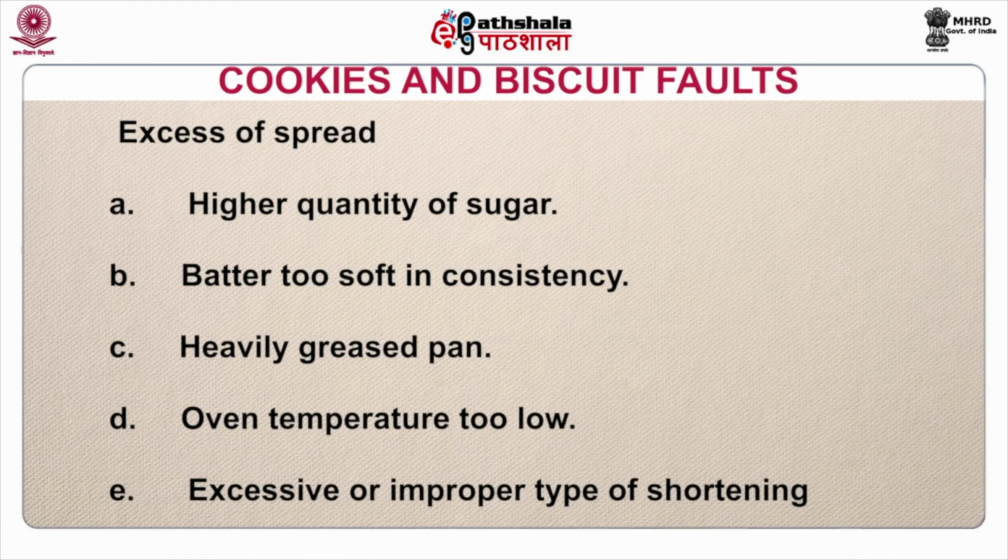Excess of spread: higher quantity of sugar. Batter too soft in consistency. Heavily greased pan. Oven temperature too low. Excessive or improper type of shortening.